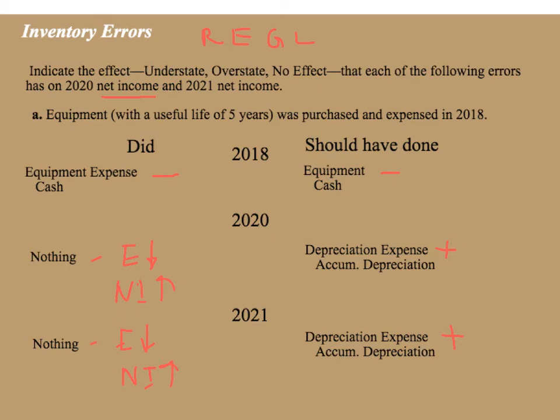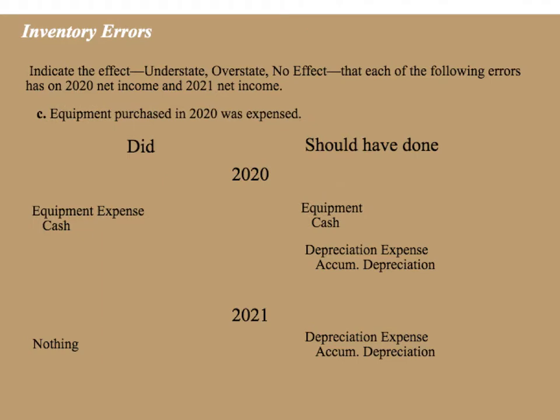Okay, let's take a look at C, because C is very much alike. The equipment that was purchased in 2020 was expensed. So here's the year 2020, and we again had an expense. So expenses are too high, overstated. Why? Because we should have capitalized that equipment and recorded it as an asset. Yes, we do have expense coming in as depreciation, but it will not be nearly as huge as the equipment expense, right? If you do a straight line, it will be only 1/5 roughly. So it's still overstated more than it should be.